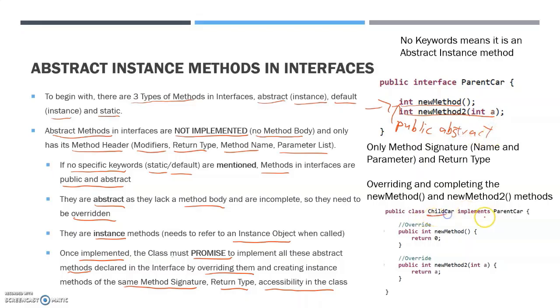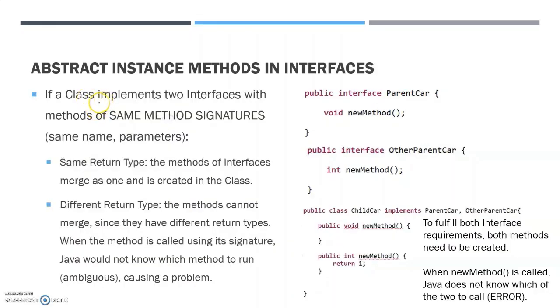In the class that implements the interface, it must override these two methods by implementing them and completing the method body. If a class implements two interfaces with methods of the same method signatures, which means they have the same name and parameter list, and if they have the same return type, the methods of the interfaces can merge as one and is created in the class. However, if they have different return types, the methods cannot merge together. So when the method is called using its signature, Java will not know which method to run, causing a problem.